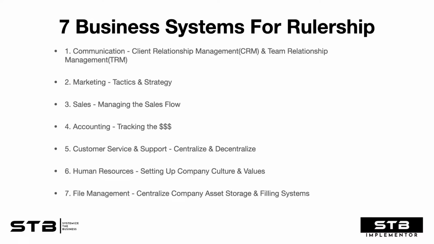And number 1 is communication: your client relationship management, CRM, your team relationship management. And as far as systems, this is going to be the base, because your CRM is pretty much where you house everything that happens in your business. Literally what happens in your business. And so you'll need to, 1, pick the correct one, which we will go through once we get to this module. And you need something that is going to be compatible with the other 6 parts that we're going to go through right now. So the second one is marketing.